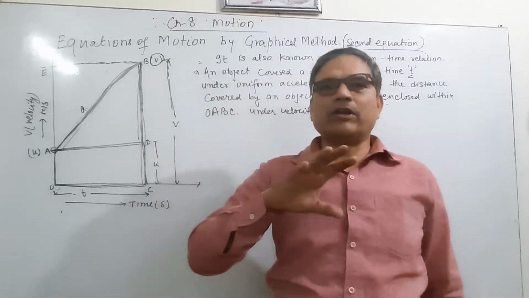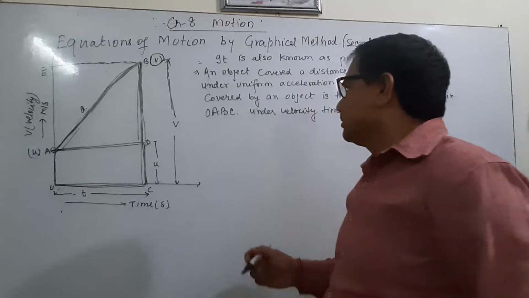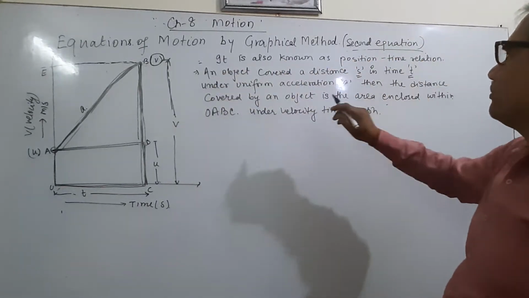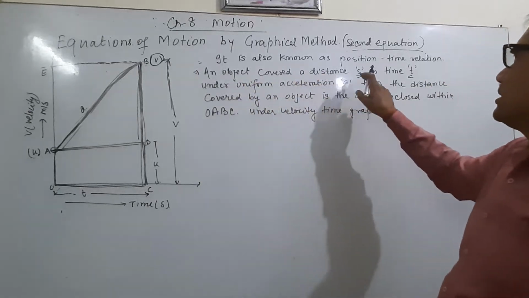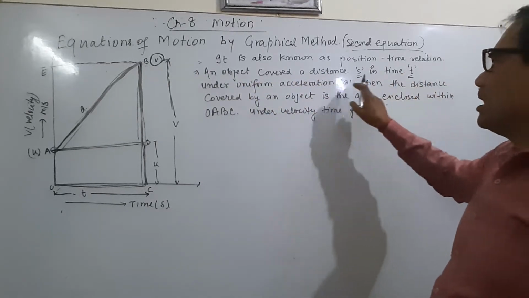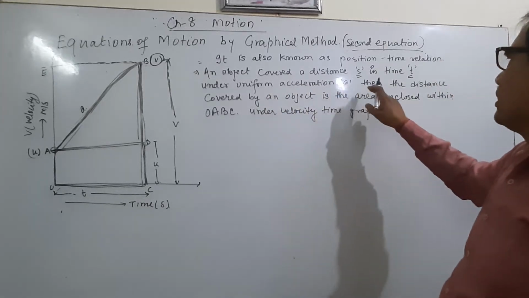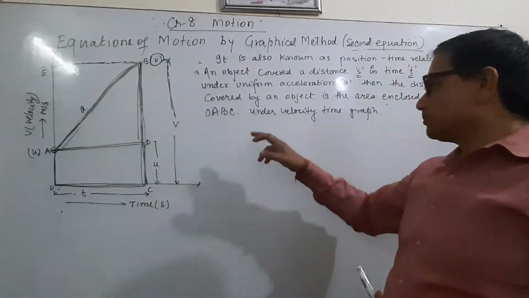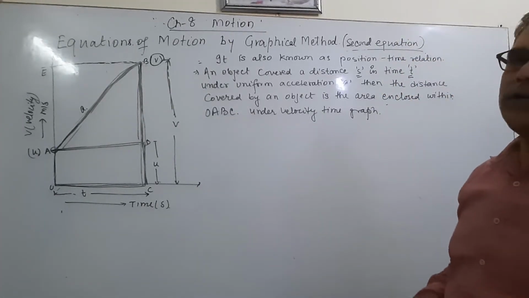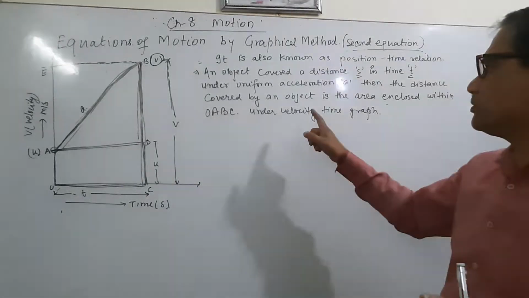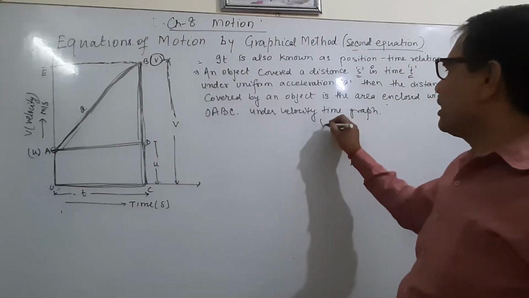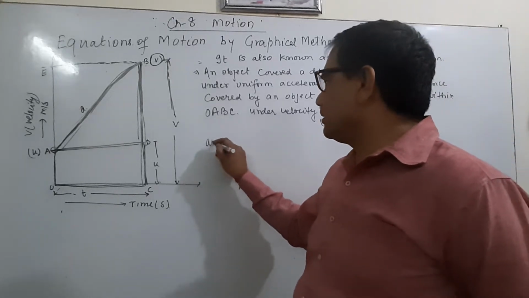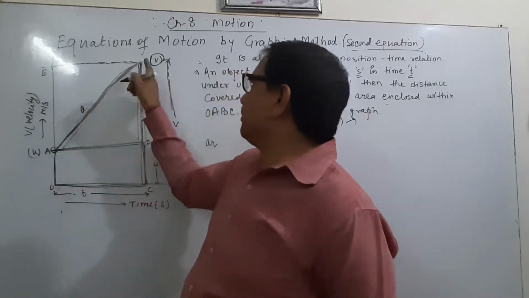And then how can we verify the second equation? It is also known as the position time graph. Then the object covered a distance S in a given time T under the uniform acceleration A, then the distance covered by the object is the area enclosed with AB in the VT graph. VT graph means velocity time graph. Then area OABC.